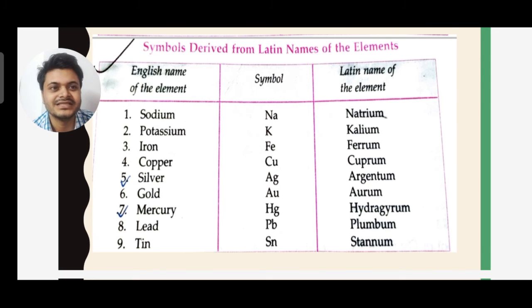For iron it's Fe, the Latin name is ferrum. For copper it's Cu, the Latin name is cuprum. For silver, it's Ag, the Latin name is argentum. For gold, it's Au, the Latin name is aurum. For mercury, it's Hg, the Latin name is hydrargyrum. For lead it's Pb, and the Latin name is plumbum. For tin it's Sn, and the Latin name is stannum.